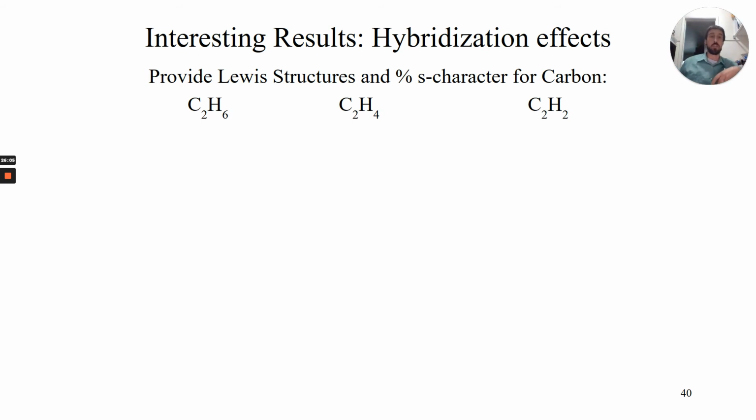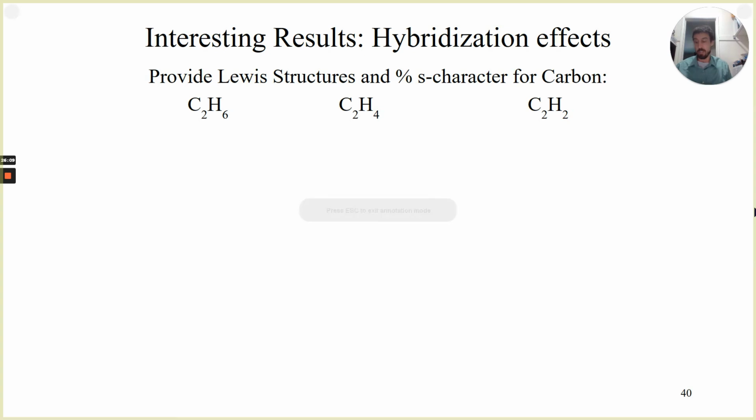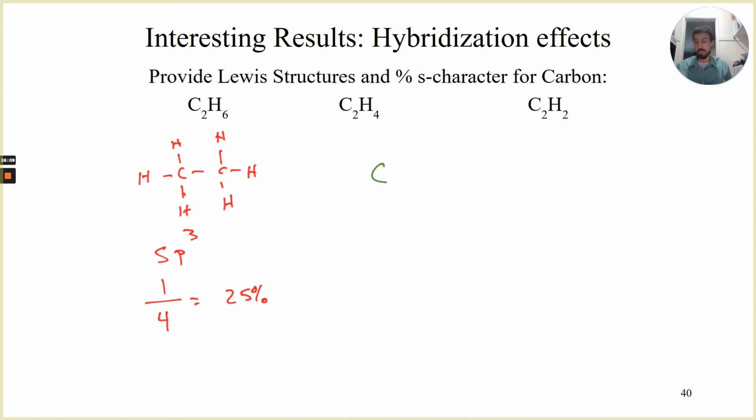So I asked you to draw out the Lewis structures and provide the s character for the carbons in each of these drawings. Okay, so if I was to attempt to draw these really quickly, we've got our carbons and our hydrogens all the way around. And if we were to look at the s character, well, this is an sp3 carbon. One of those orbitals, or one s orbital, went into this out of a possible 4. This is 25% s.